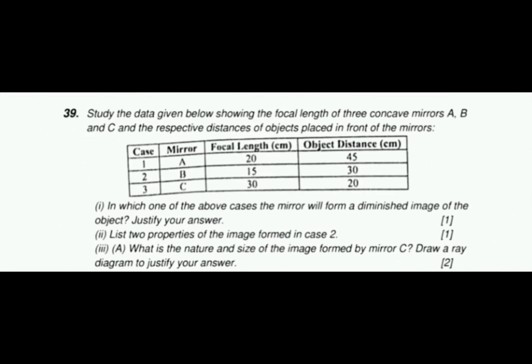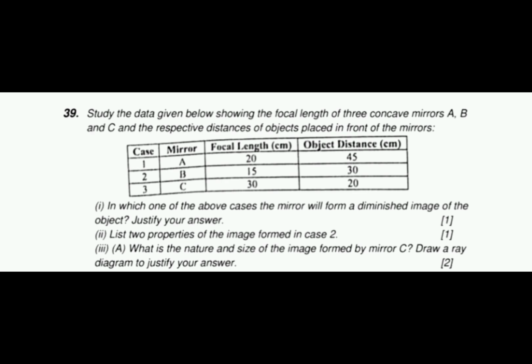Okay, let us move on to the next question. Question number 39. This is a case-based question. Study the data given below showing the focal length of three concave mirrors A, B and C and the respective distance of the object placed in front of the mirror. So in this question they have given three different cases of a concave mirror. So our first question is, in which one of the above cases will the mirror form a diminished image of the object? Justify your answer.